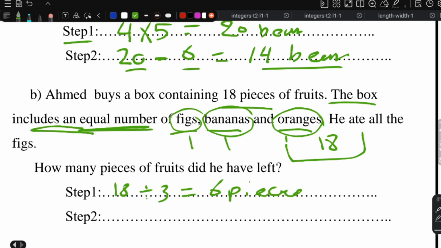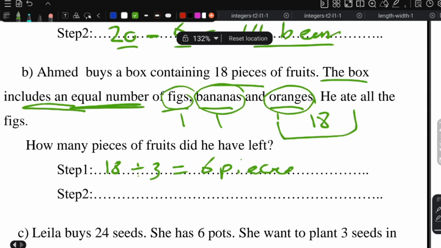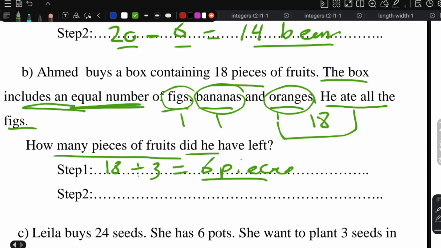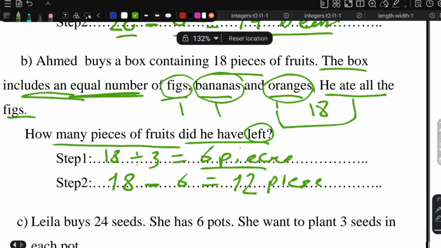So step number 2, he ate all the figs. So I will take how many from the total number? 6. How many pieces of fruit did he have left? So I want to know what is left from the total number. Totally I have 18. He ate, so he subtracted 6 pieces from these. So 18 minus 6 will be what? Yes, exactly, I have 12 pieces.